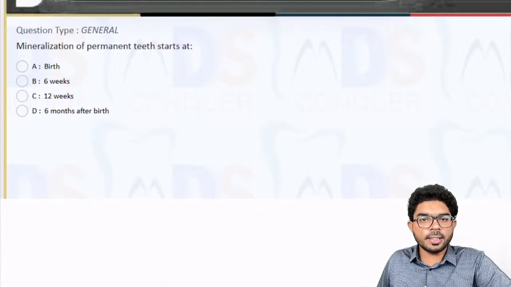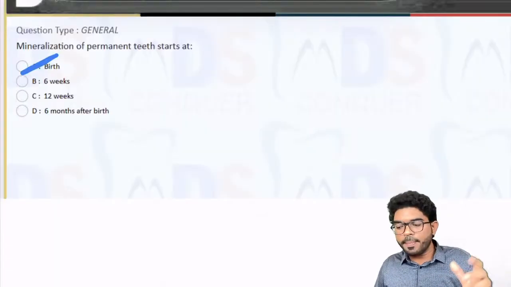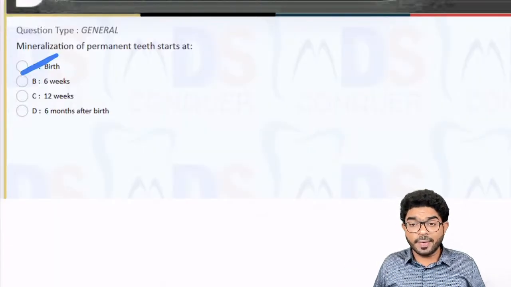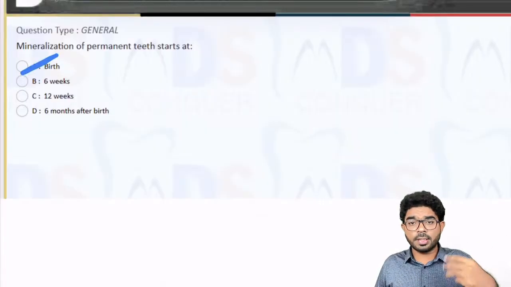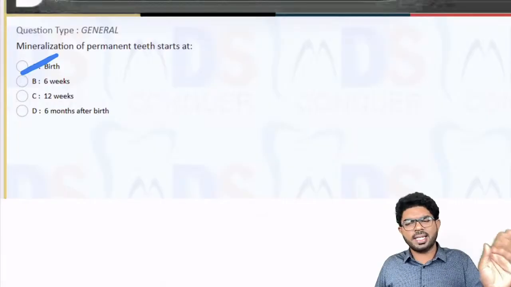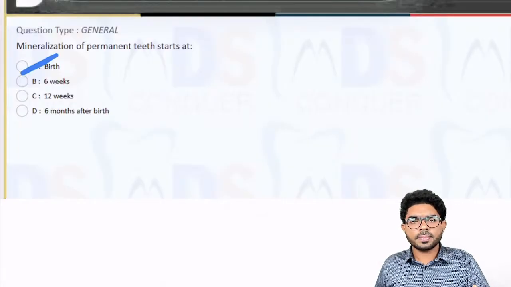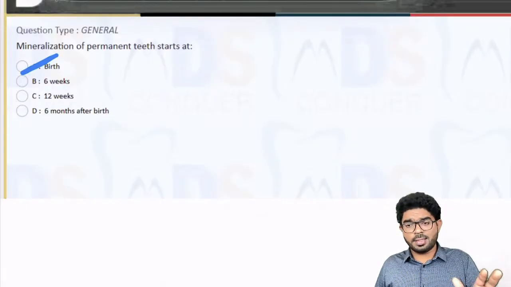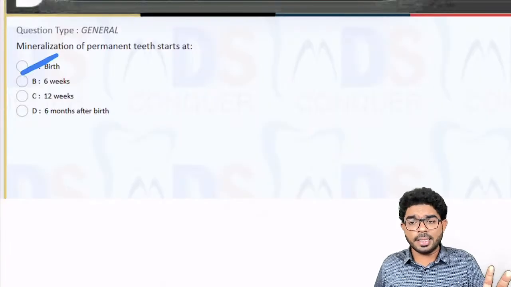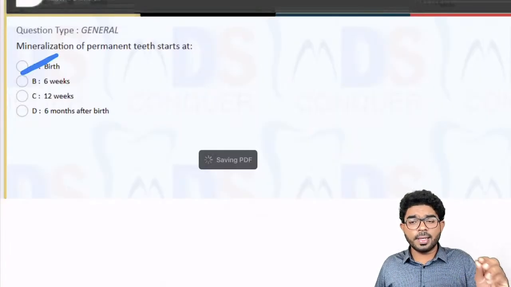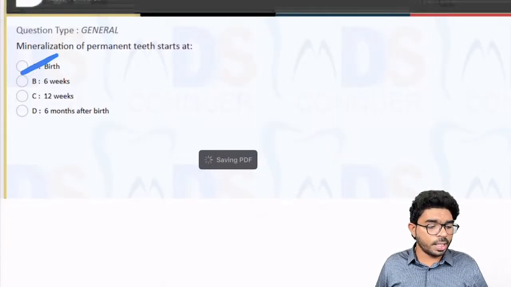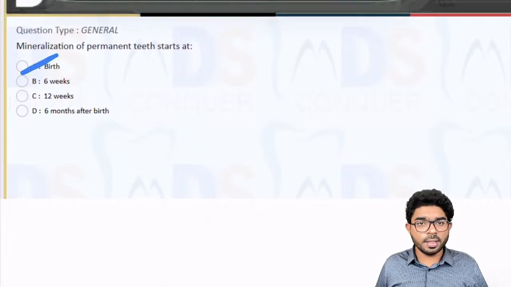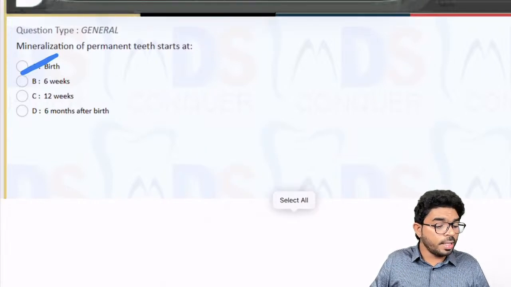Mineralization of your permanent teeth starts at the time of birth. This is clearly mentioned in the eruption sequence tables and everything, which were given as notes to you, which I asked you to work so hard on. It clearly mentions whether it's maxillary or mandibular molars, which are the first teeth to get mineralized. So this mineralization is going to start at the time of birth. So question number 22, the answer is A.